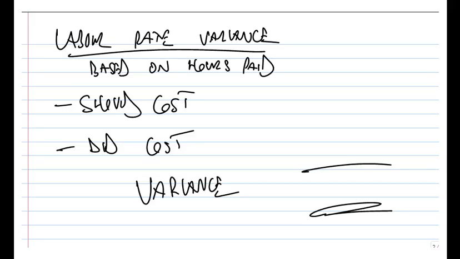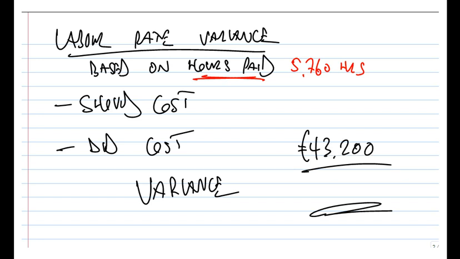Now, when we're calculating the labour rate variance, this is looking at how much we're paying for every hour of labour. And so it's based on the hours paid to staff in the period. You can imagine if you're paying more per hour than anticipated, that will affect you for all the hours you're paying. Now, how many hours were paid here? Well, in actuality, there were 5,760 hours. And what we're going to do is compare what that should have cost, the expectation based on the standard, to what it did cost. Well, we already know what it did cost. The did cost is, again, the actual cost of labour of £43,200.